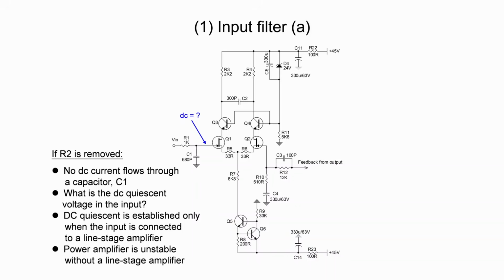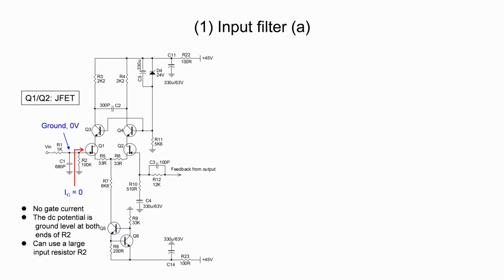Therefore, R2 must always be in place. When R2 is in place, the DC potential at the gate of transistor Q1 is ground level. Since there is no gate current, there is no voltage drop across resistor R2.